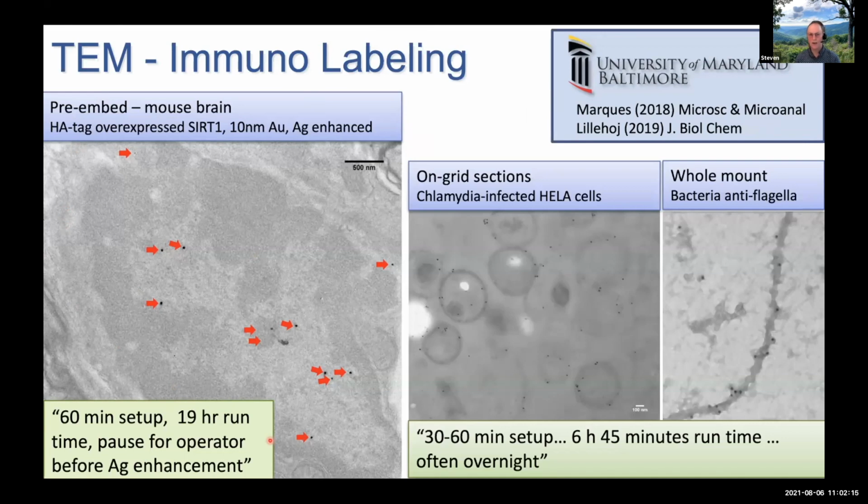On-grid was also demonstrated in the first of these works here. And here we have sections of chlamydia-infected HeLa cells that were labeled and whole mount preparation of a bacteria with an anti-flagellar antibody. And again, this paper described a 30 to 60-minute setup, 6.75 hours runtime, which is often done overnight. I want to point out that they spent a lot of time on setup and then basically walked away.